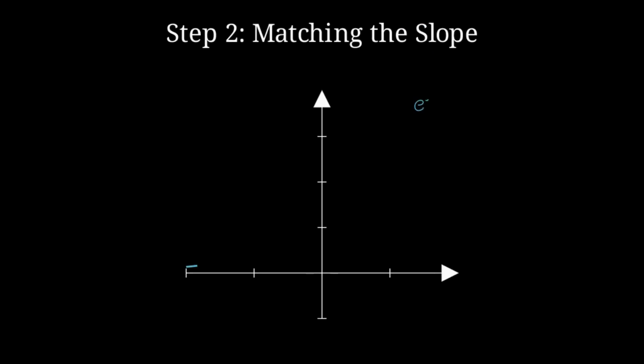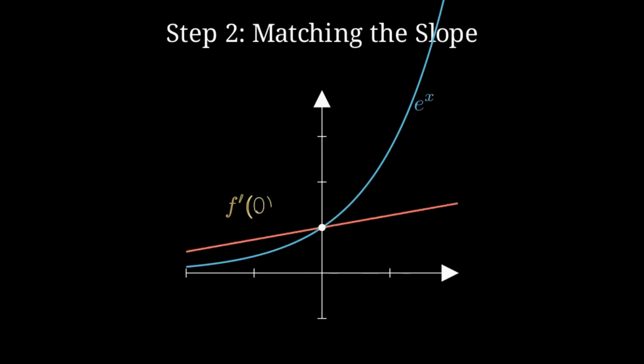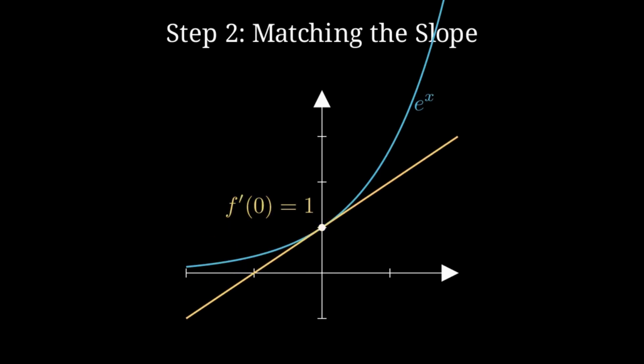To improve the fit, we match the first derivative. Since the derivative of e to the x is also 1 at the origin, we add the term x. Now we have a linear approximation, y equals 1 plus x. Notice how the line now follows the curve's direction for a short distance.